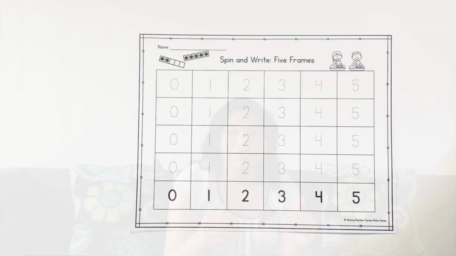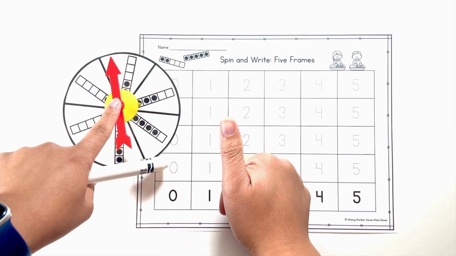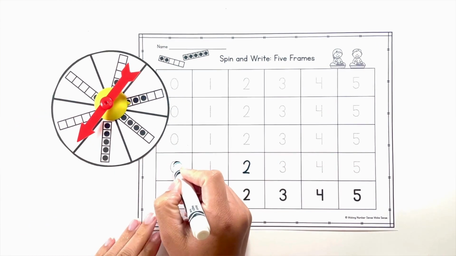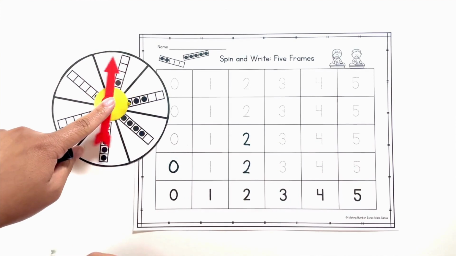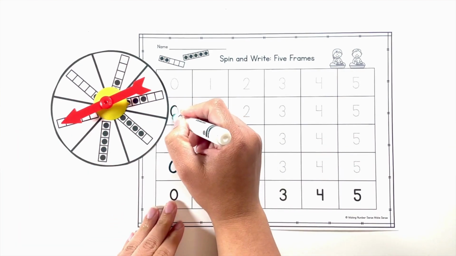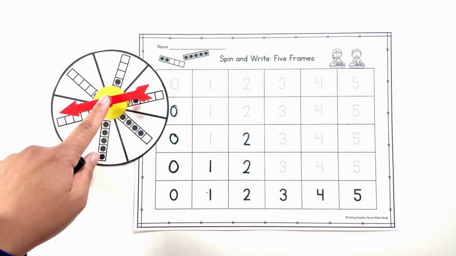You can do the same thing with a spinner. Put 5 frames, 10 frames, 20 frames on a spinner and then spin and write instead of roll and write. The concept is the same. The game is familiar enough that students know how to play, but instead of a die, they have a spinner. Instead of normal dice, they have 10 frame dice. So these are quick and easy ways to differentiate and spice up your stations without having to teach the kids something completely new.